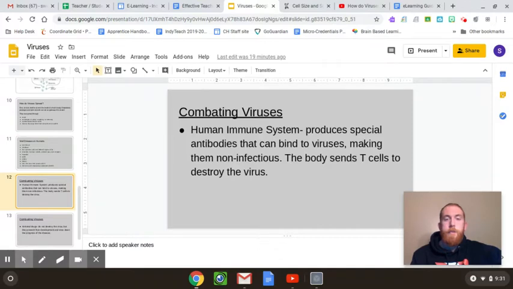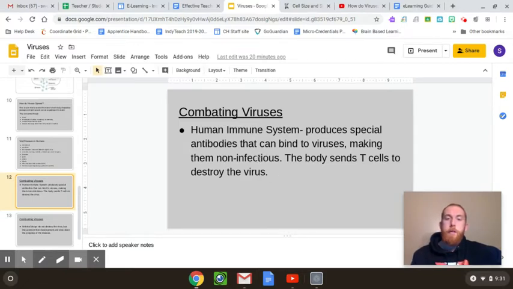So there are some ways to combat viruses. The first we're going to talk about is how your body is able to fight these on its own. The human immune system produces special antibodies that can bind to the viruses, making them non-infectious. The body will also send T cells to destroy the virus. And then next week, we're going to be talking about the immune system, so we'll get into that more later on.